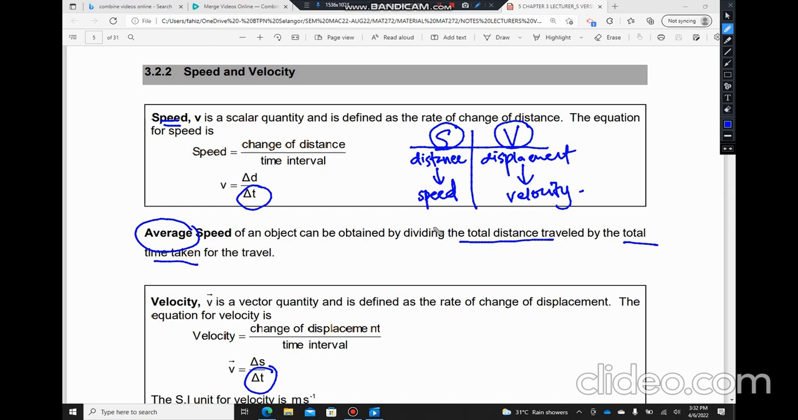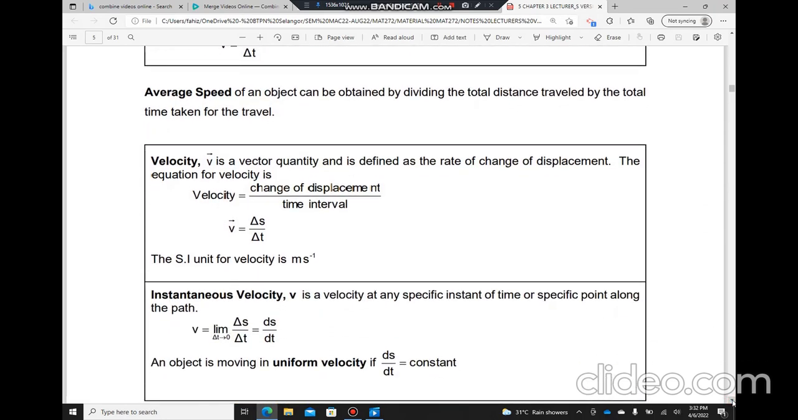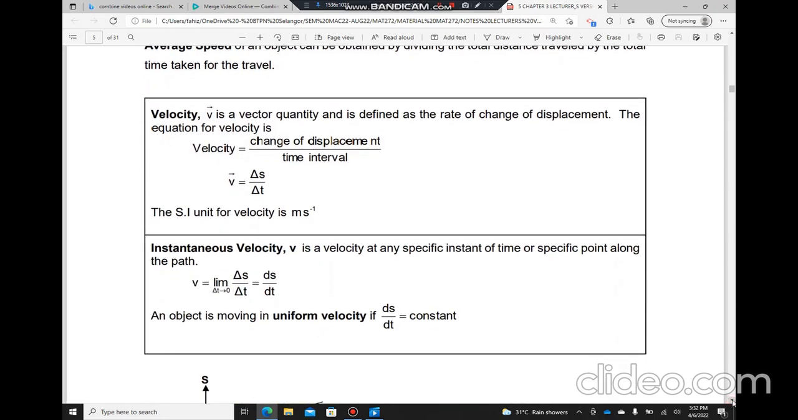Sama lah, average tu maksudnya kita ambil dua-dua untuk total distance, total time taken. Okay, untuk velocity, the SI unit for velocity is ms-1. Instantaneous velocity V is a velocity at any specific instant of time or specific point along the path.